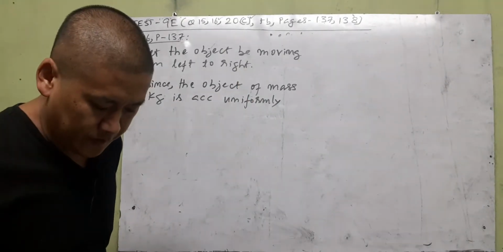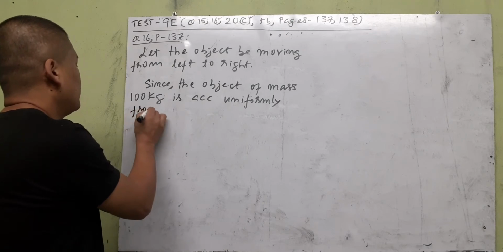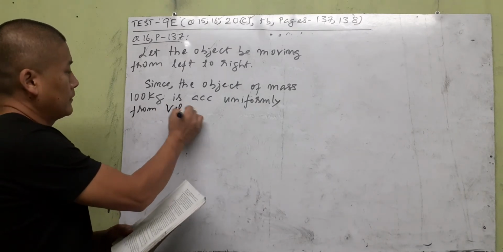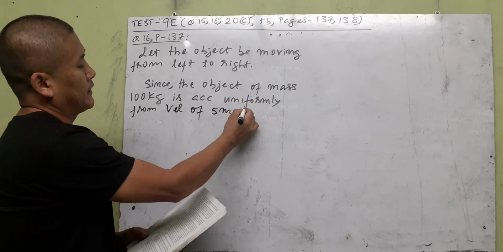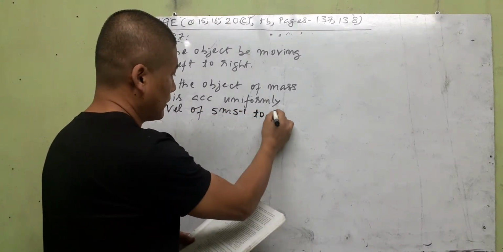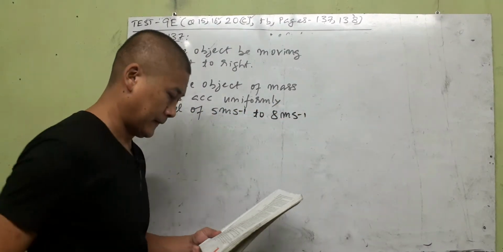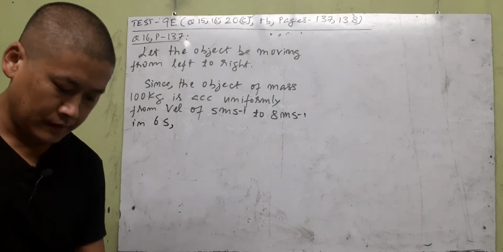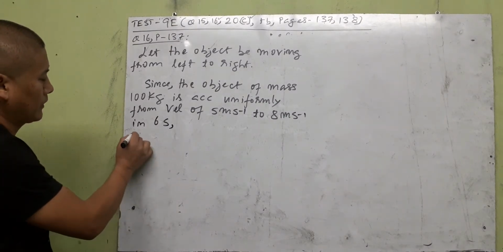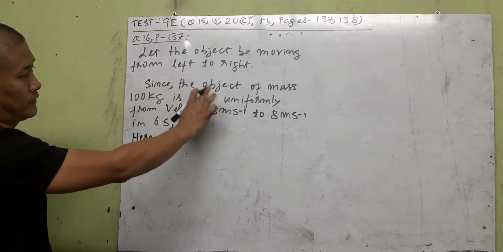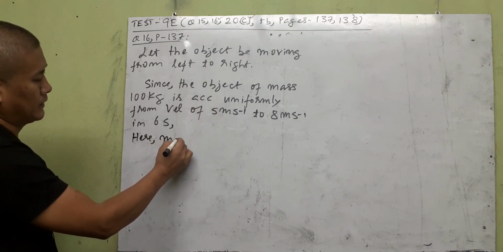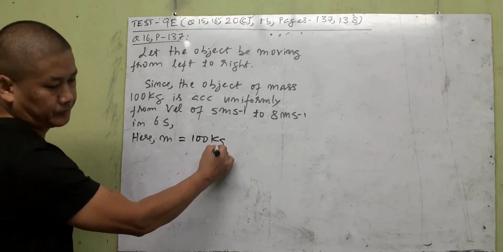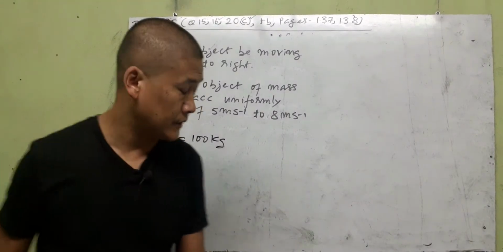Okay, from velocity of 5 meters per second, this is fine SI unit, to 8 meters per second in time of 6 seconds. So this has got some information that we're going to need. So here as we read this statement of the question, mass of the object, let us say mass is equal to 100 kg, right? Mass is equal to 100 kg.